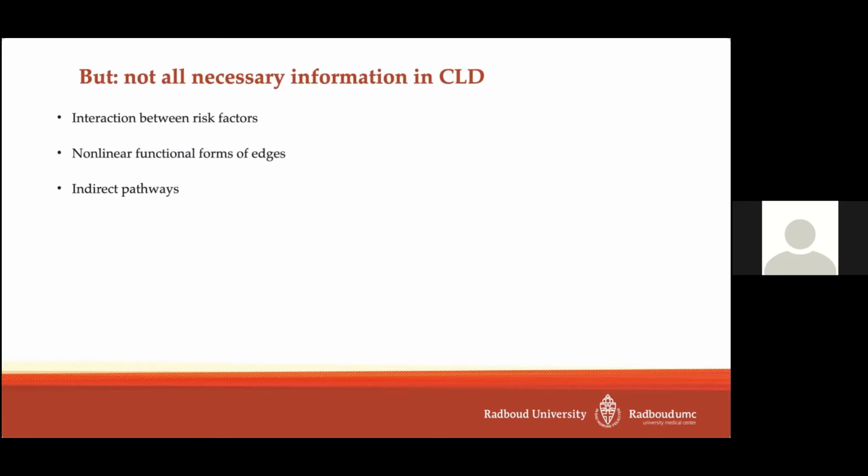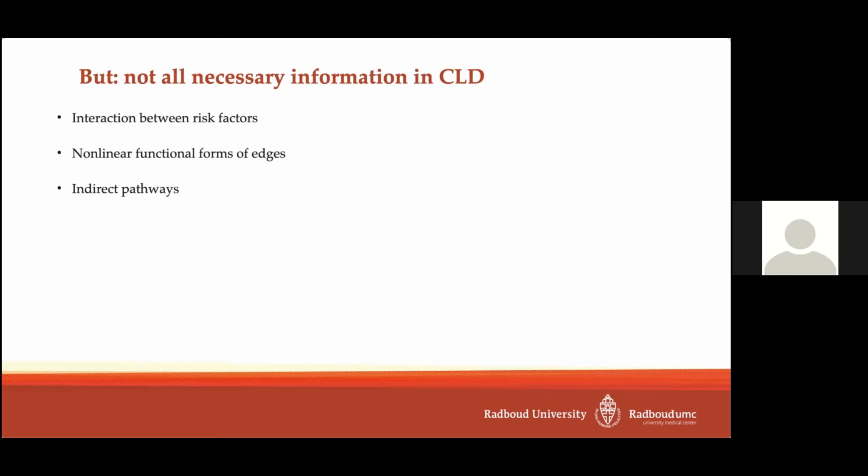However, something that we learned along the way is that the CLD does not contain all the necessary information for writing out a complete computational model yet. We are currently working on a paper to propose several additions to the traditional causal loop diagram that is based on expert knowledge that can then help improve the transition to developing a computational model. This is necessary because the causal loop diagram does not tell us anything about interaction terms between risk factors or whether the edges are linear or nonlinear.